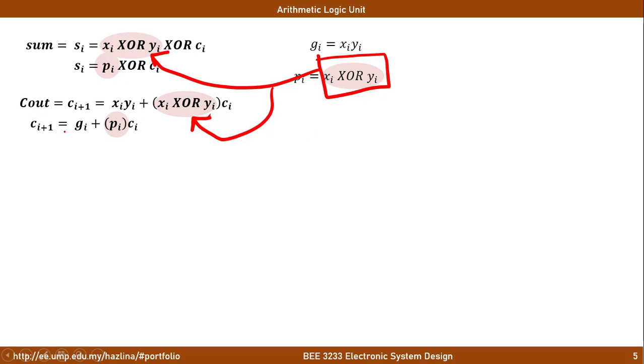Now, the carry out of the second stage is equivalent to the generated bit plus the propagation bit times Ci. So where does this come from? You can have a look at this generation bit that is equivalent to Xi, Yi as being defined here. Hence, we can simplify the next c out as equivalent to the generated bit plus the propagation of the current bit multiplied by the current carry.